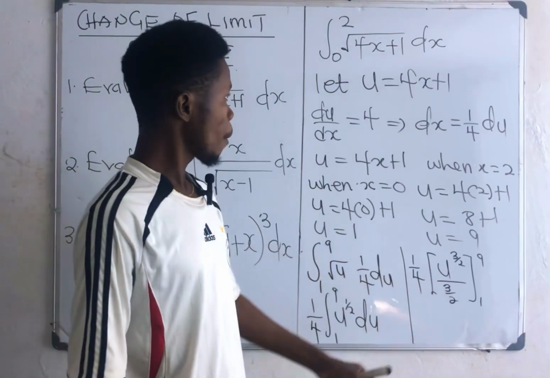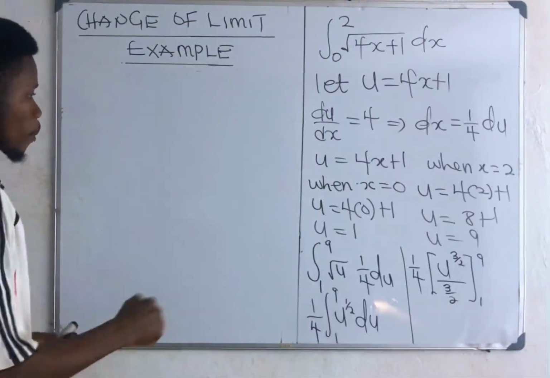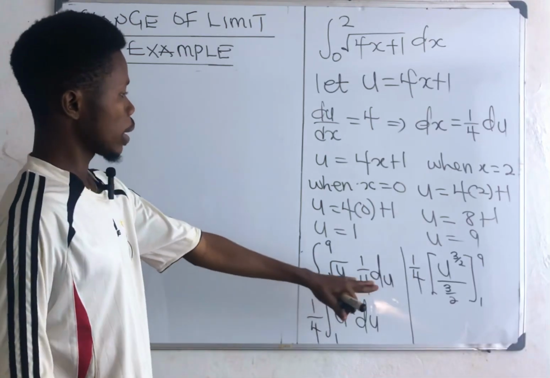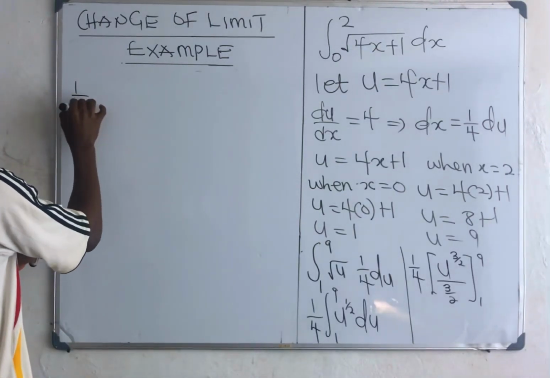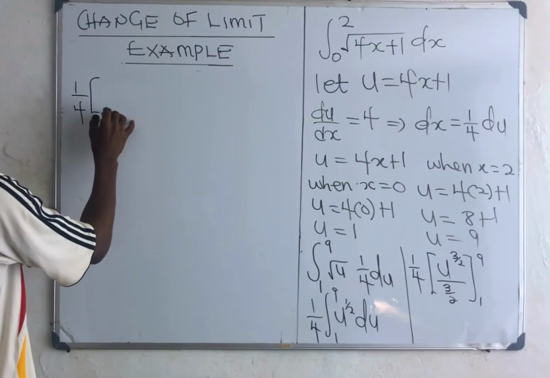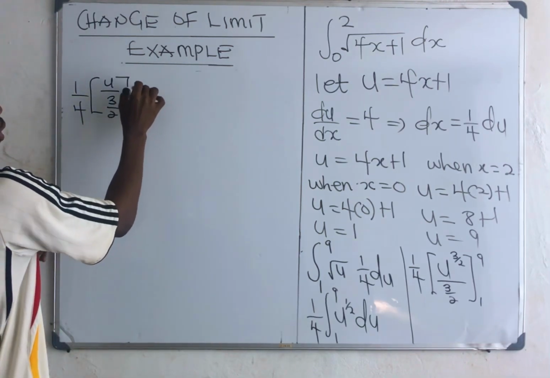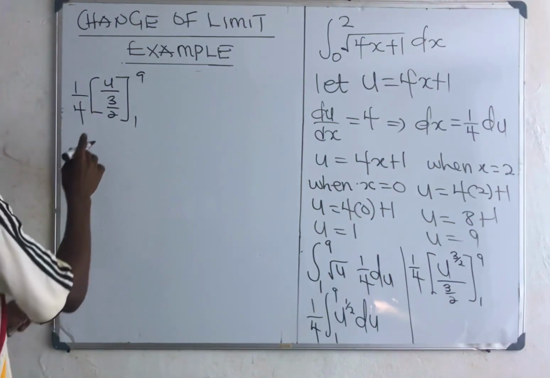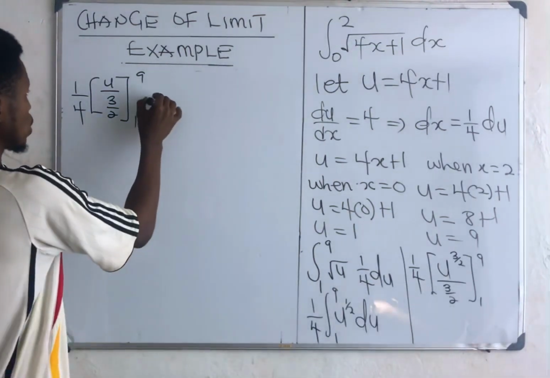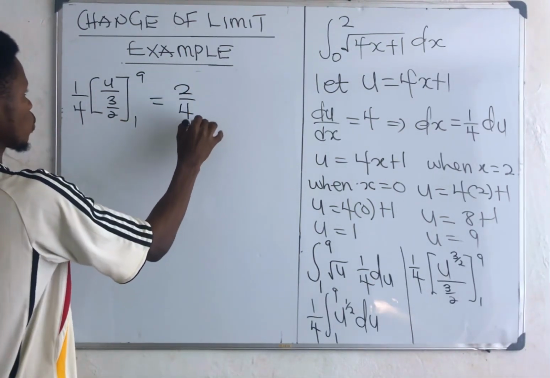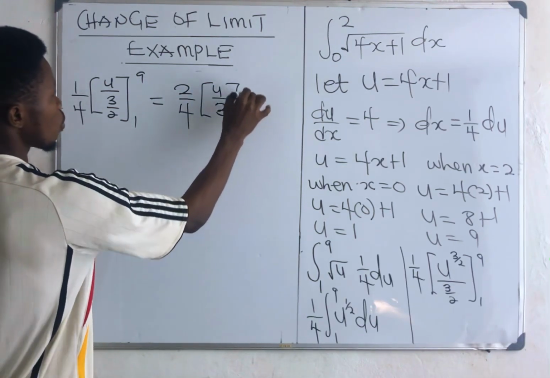Okay, so let me clean the top here. Now let's continue from here. So this is what we have: 1 over 4 times u to the power 3 over 2, over 3 over 2, from 1 to 9. Now you know that these two will come and multiply this one. So this will be 2 over 4 u to the power 3 over 2 over 3, from 1 to 9.